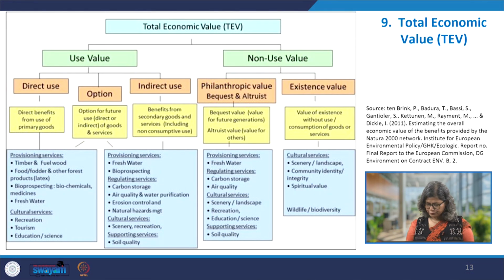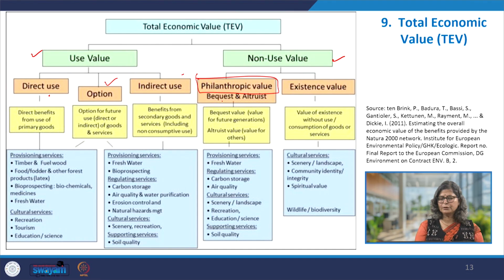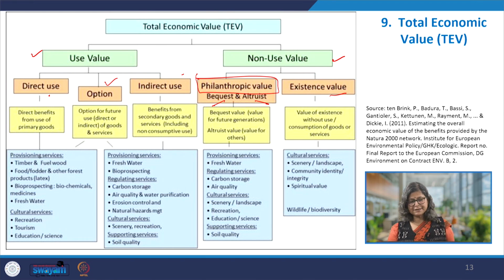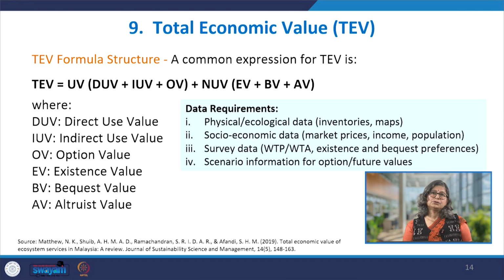So we can come back to this particular flowchart, which is bringing back all these discussions of this total economic value, use value and the non-use value, direct use, indirect use and the option. Under the non-use value, just now we have discussed the philanthropic value, bequest and the altruist, and the existence value, which we said is something we are not using, but that is existing, that itself is having a value. So now we will be going forward to see how we can really calculate or estimate it.